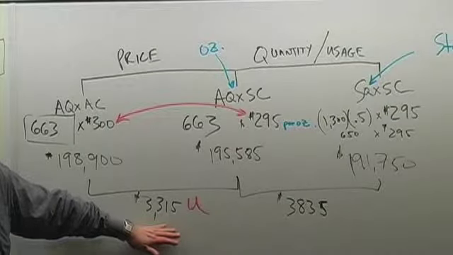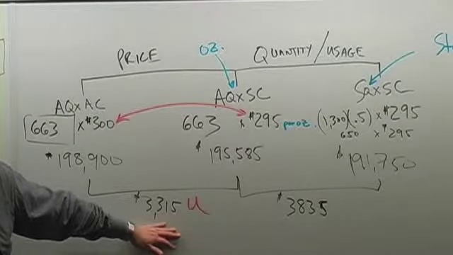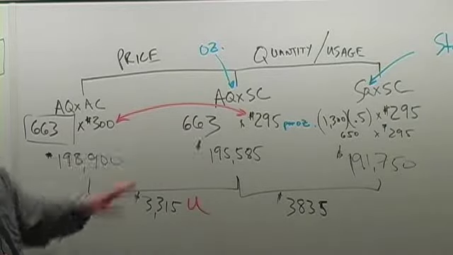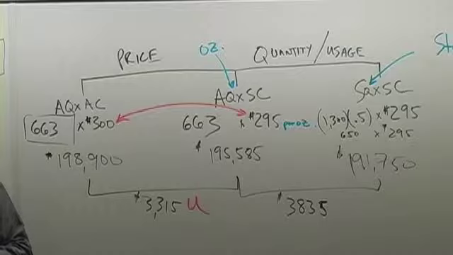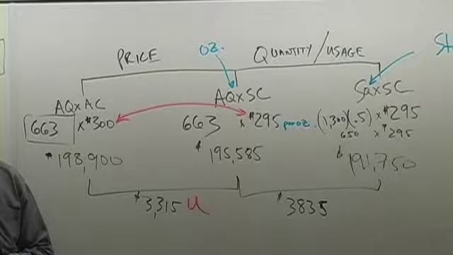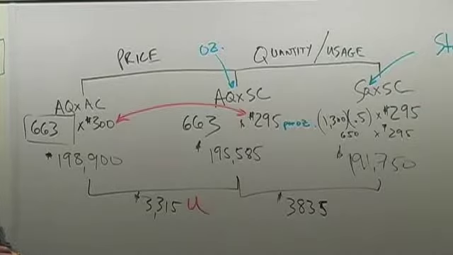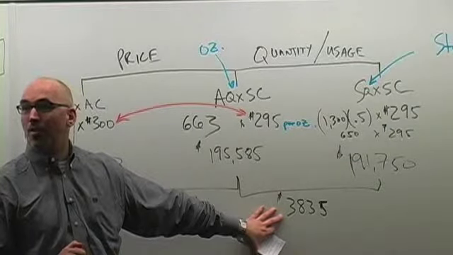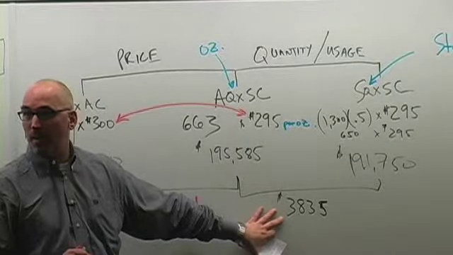3,315 unfavorable. And it's unfavorable because we paid more than we expected. So how would it be if we chose 3,835? That's an awesome question. This one? What is it? Are you asking if this is favorable or unfavorable?